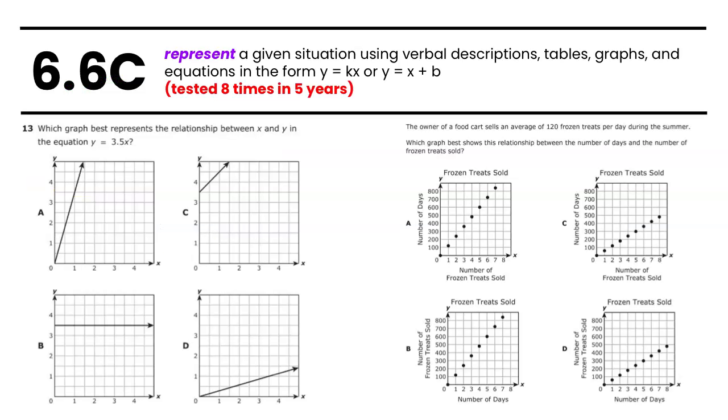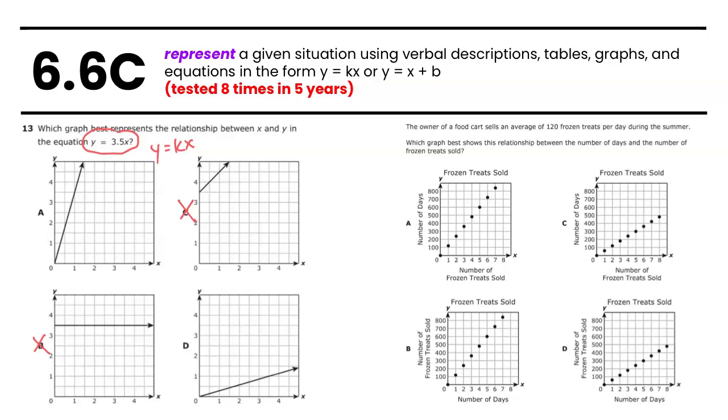As we take a look at some of the released questions for TEK 6.6c, let's notice in this first question on the left that we are given an equation, y = 3.5x. When students see a form of the equation y = kx, they need to know that the graph is always going to start at the origin. With that fact in mind, they should be able to automatically eliminate C and B because those graphs do not begin at the origin.